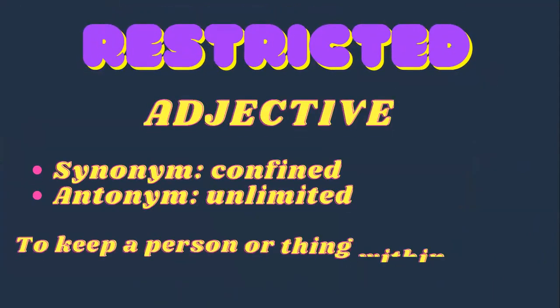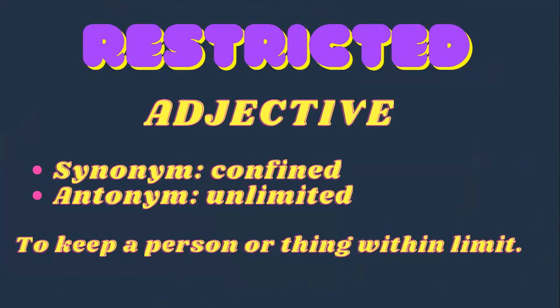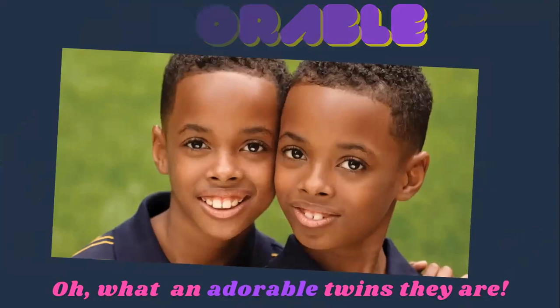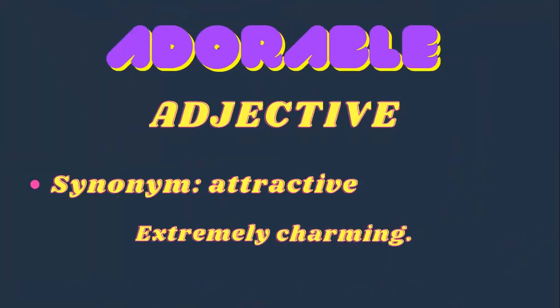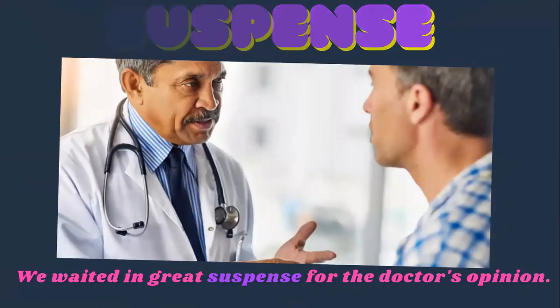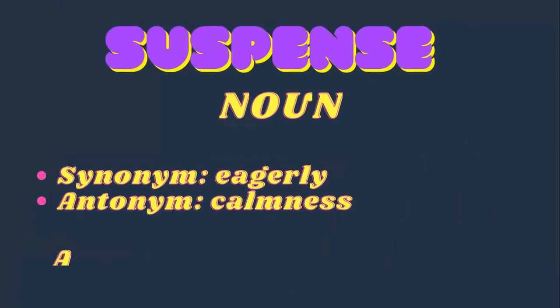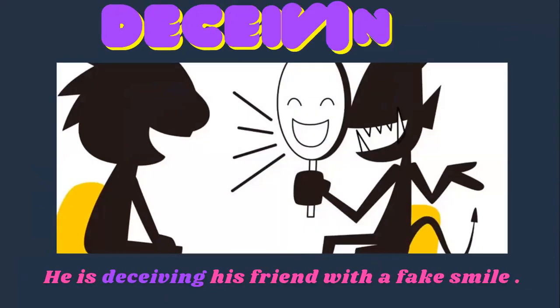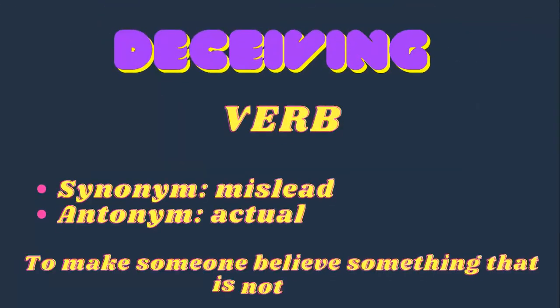Restricted, which is to keep a person or thing within a limit. Adorable, charming, extremely charming. And here suspense, it means to be anxious. And the last thing, to deceive someone is to mislead or make someone believe that something is not true.